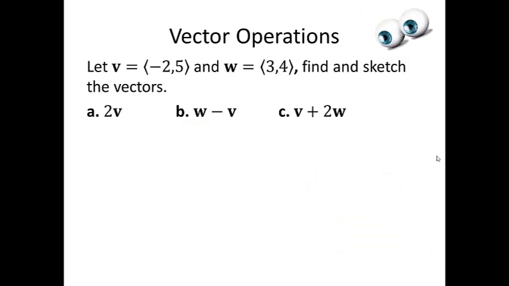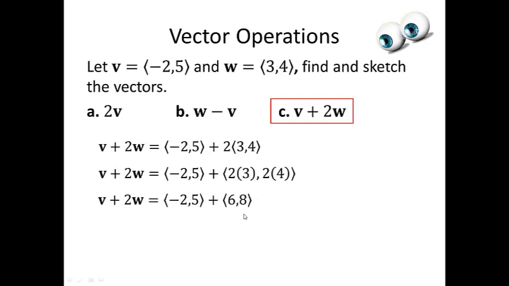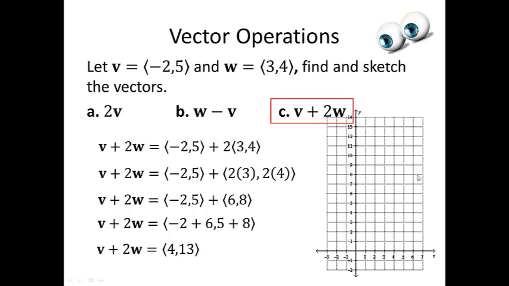C. So you have v, this is v, plus 2 times w, and 2 times w is 6 comma 8. Add these together, I get 4 comma 13. Now sketching it, I'm going to sketch v first, then sketch 2w, and then add them together.